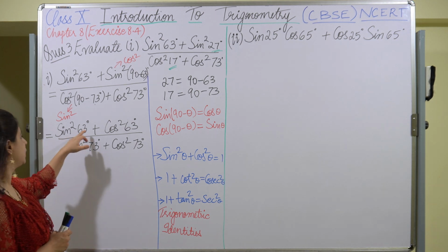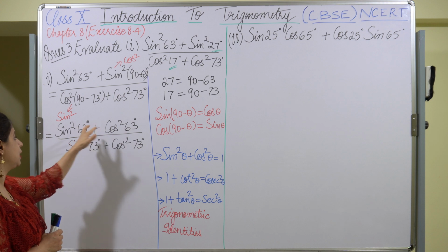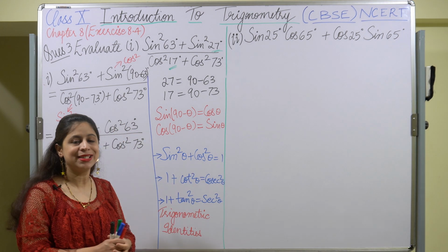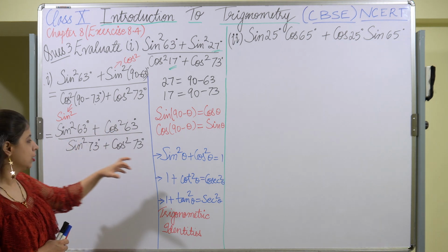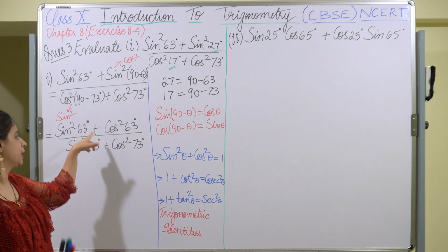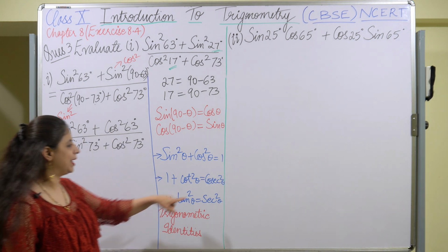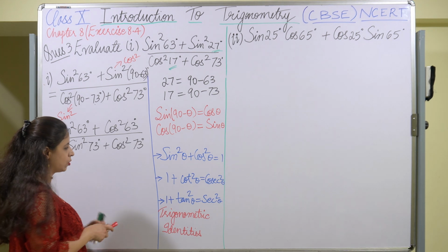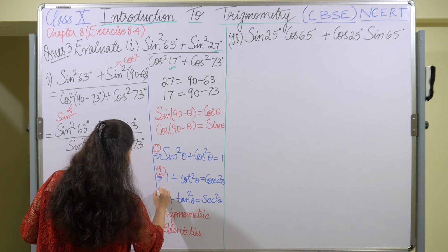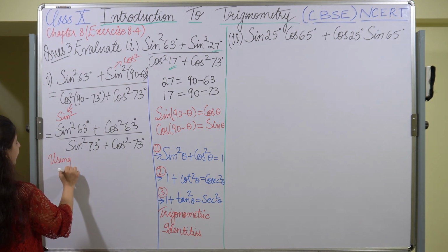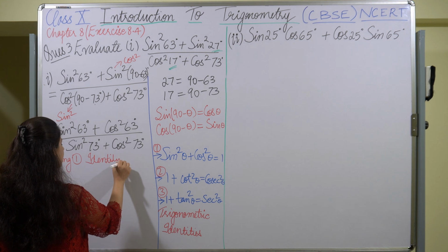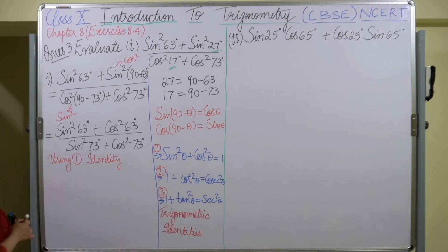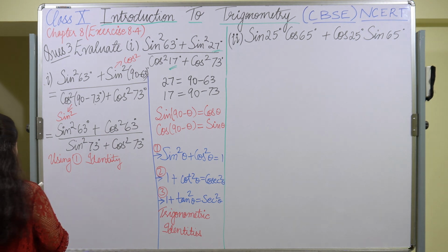Here, in sine square theta plus cos square theta, theta is 63 degrees. Both the angles should be the same in the sine and cos ratios. In the numerator, both the angles are 63 degrees, so we can easily apply the first identity. Using the first identity, sine square 63 degrees plus cos square 63 degrees is equal to 1. So in the numerator we have got 1.